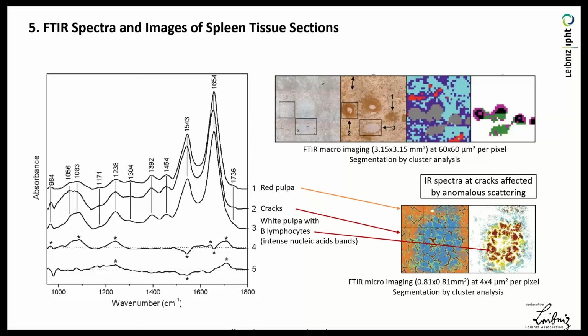And then from some follicles, we collected high resolution FTIR images with 4 by 4 micrometer pixel size. And here these cracks had to be removed. And then we clustered the remaining spectra, and resolved an outer ring and an inner ring of these B and T lymphocytes. And one of the features is here the elevated nucleic acid bands in these lymphocyte spectra.